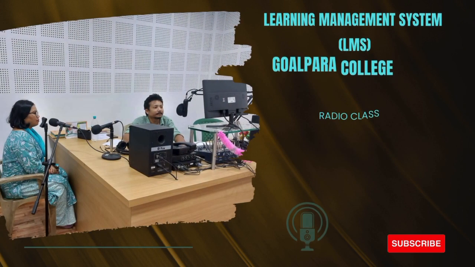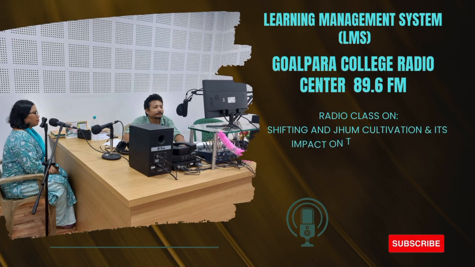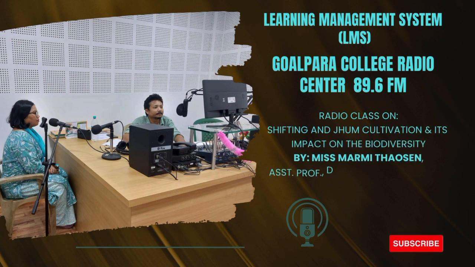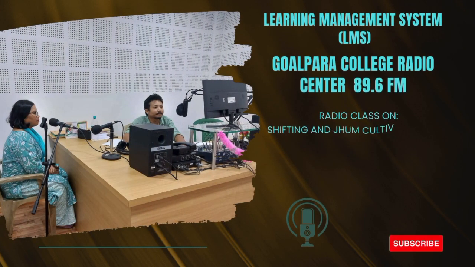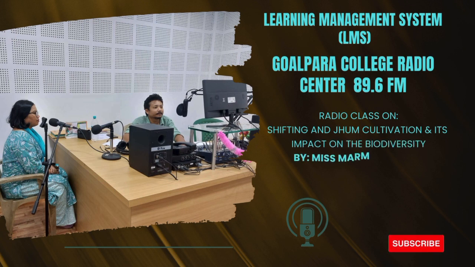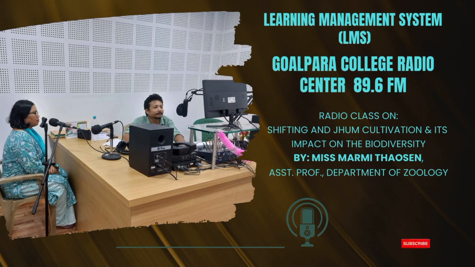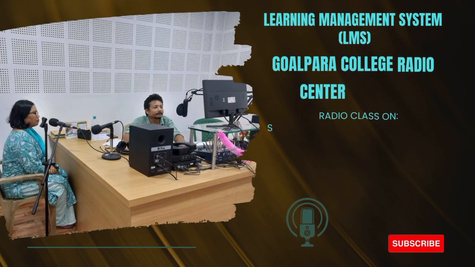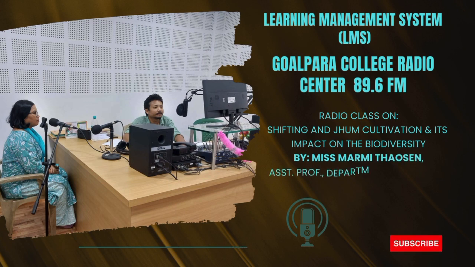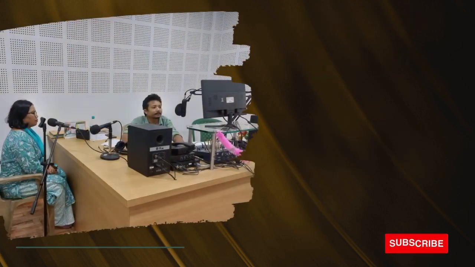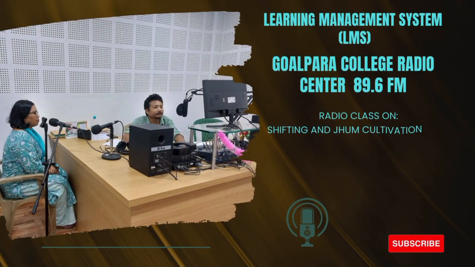Jhum cultivation is a low input, low output farming system that is well adapted to the environmental conditions in which it is practiced. It provides food security for many indigenous and tribal communities and has been a sustainable agricultural practice for centuries. However, Jhum cultivation has come under increasing criticism in recent years due to its negative impact on the biodiversity.